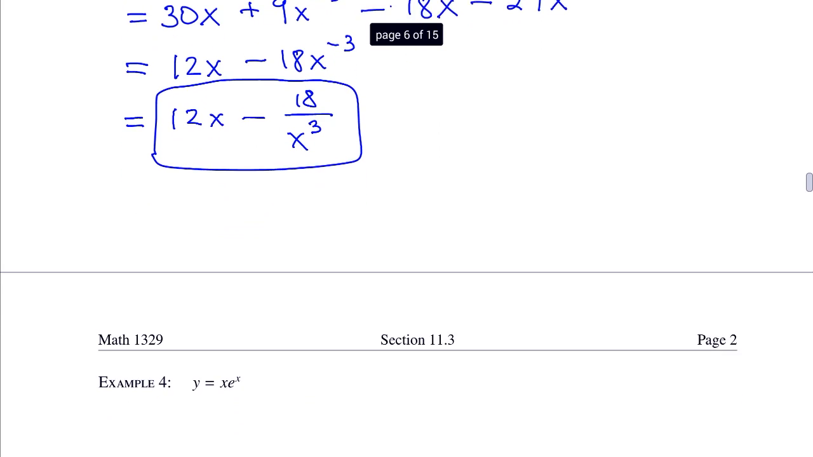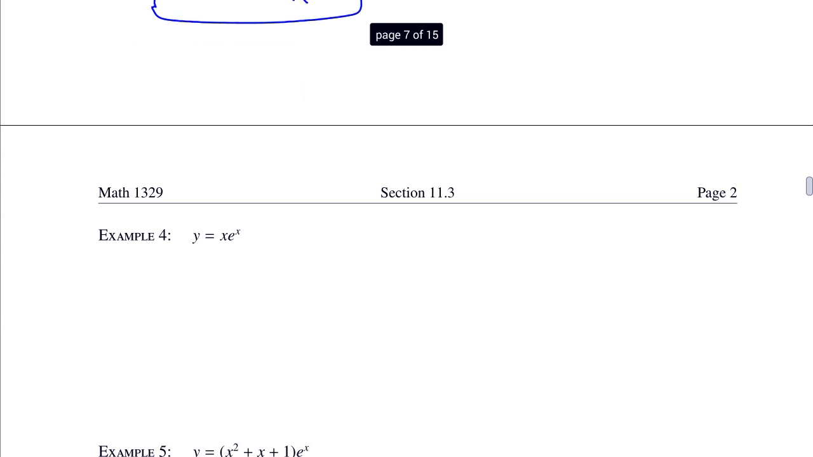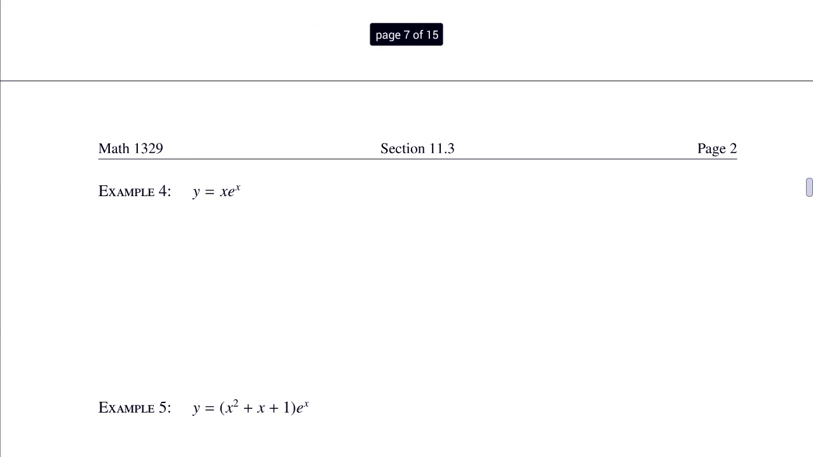Let's take a look at example 4. Example 4, y is equal to x times e to the x. So what is the f and what is the g? F is x, and then the e to the x is the g.